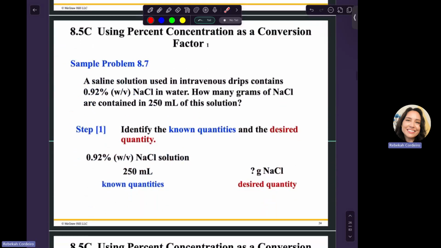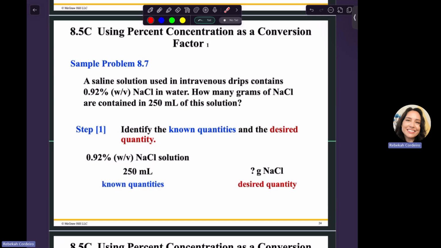So here's a problem. A saline solution used in intravenous drips contains 0.92% weight/volume sodium chloride in water. How many grams of sodium chloride are in 250 milliliters of the solution? A lot of people will just try to take 0.92% of this, which works in this case, but I could ask you a question if I gave you grams of NaCl and asked you how many milliliters of solution we need to give this many grams of NaCl, then that wouldn't work.